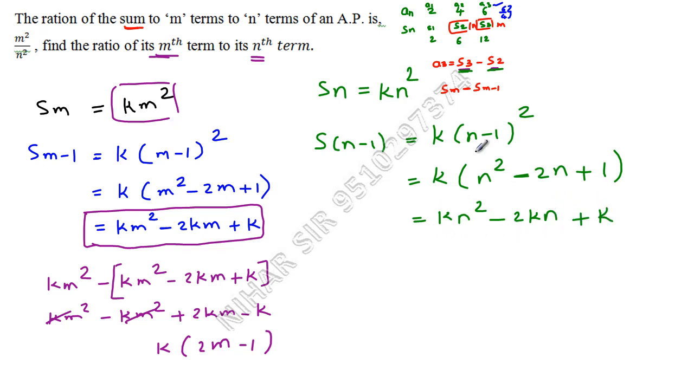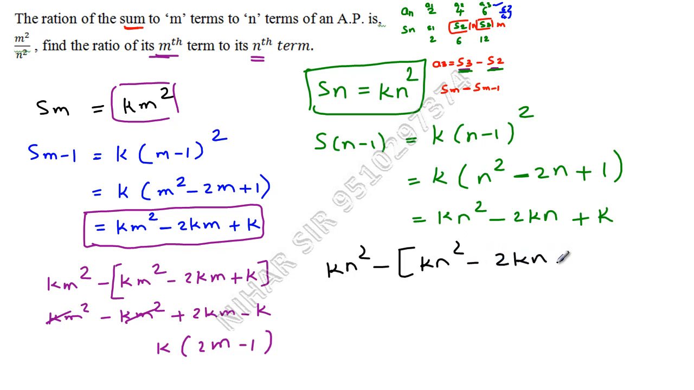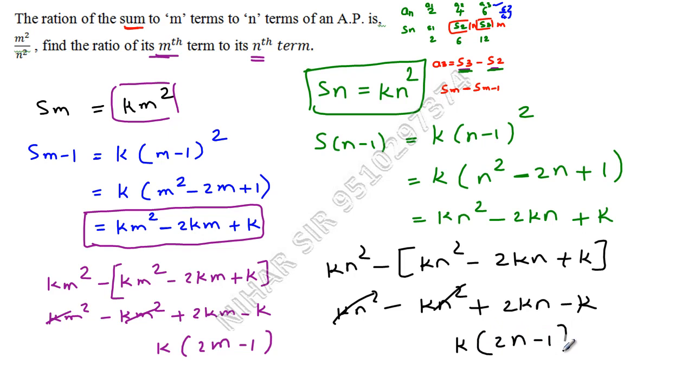Now I will subtract this from this, isn't it? So now this will be Kn square minus, in the bracket, Kn square minus 2Kn plus K. Now this will be Kn square minus Kn square; this minus will change the sign of all the terms, plus 2Kn minus K. Now this Kn square cancelled, so I am left with this. Now I will take K common, so K common into bracket 2n minus 1.